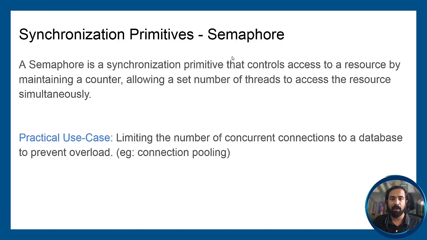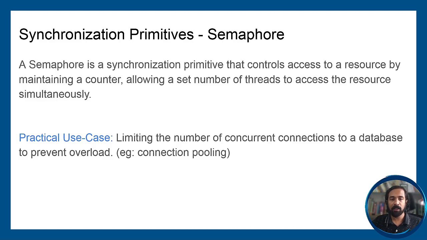Next, we have semaphore. Semaphore is like an advanced version of lock. So it's a synchronization primitive that controls access to a resource by maintaining a counter, allowing a set number of threads to access the resource simultaneously. In case of locks, a lock allows only one thread to access a critical section at a time. But in case of semaphore, we can allow n number of threads. So we can set that 2 or 3 threads can access a critical section at the same time.